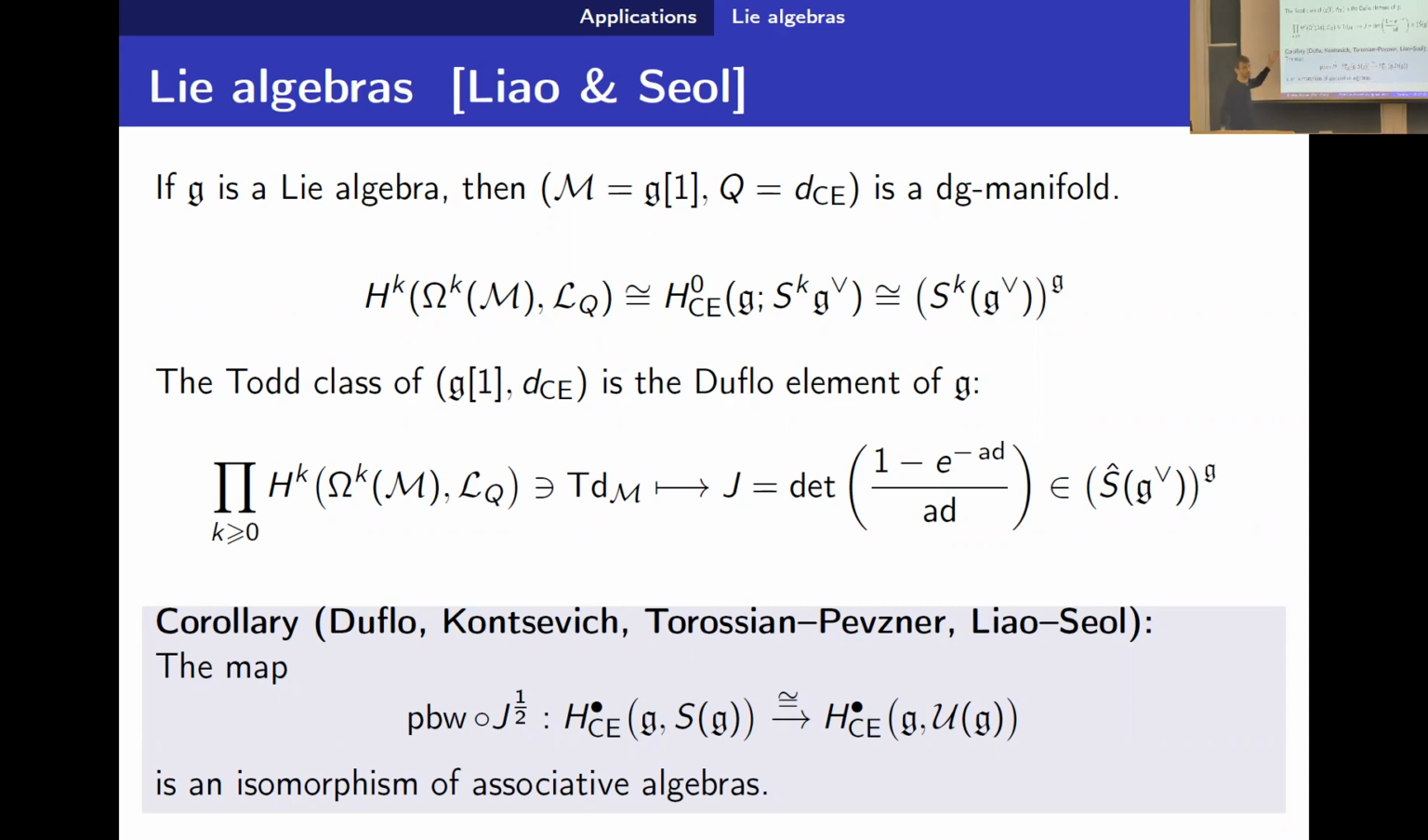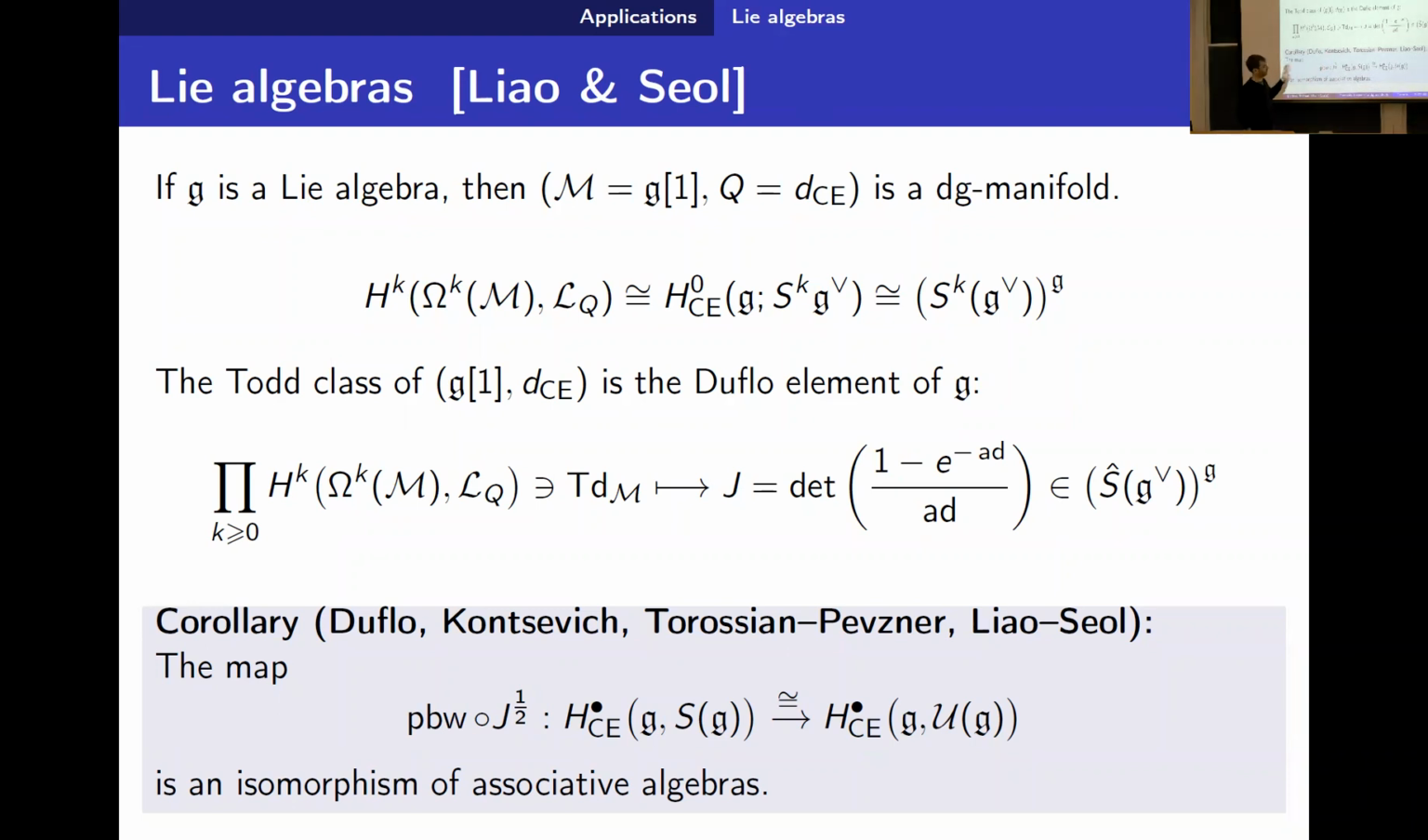So if you specialize our theorem to the case of the DG manifold g shifted by one, you get the theorem that the PBW morphism modified by the square root of the Duflo element gives an isomorphism of associative algebras from Chevalley-Eilenberg cohomology of g valued in the symmetric algebra of g, to Chevalley-Eilenberg cohomology of g valued in the universal enveloping algebra of g. And this is what's known as the Kontsevich-Duflo theorem. This is actually a generalization of the famous Duflo theorem. The Duflo theorem is the special case where you look at this isomorphism in degree zero cohomology.